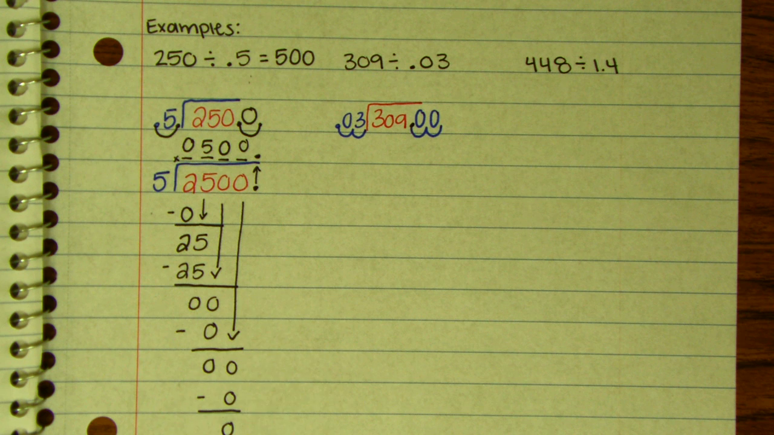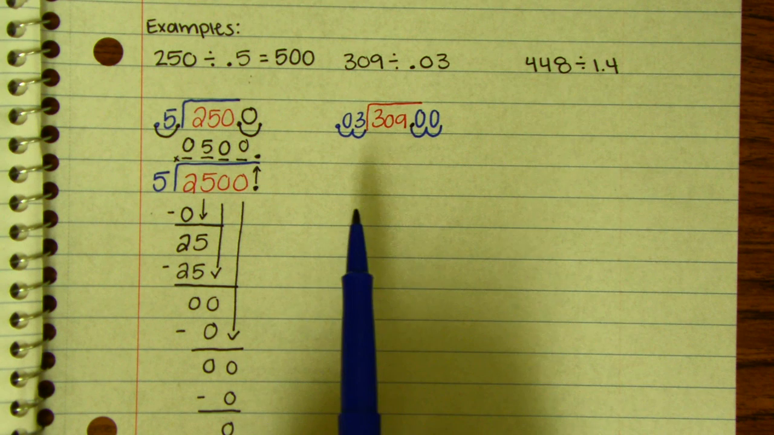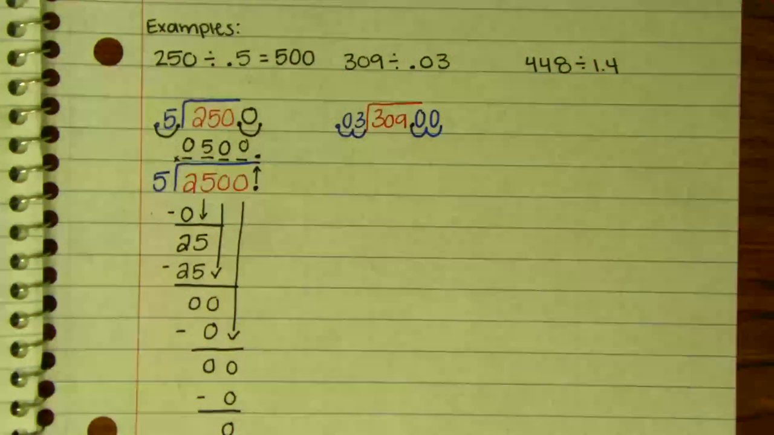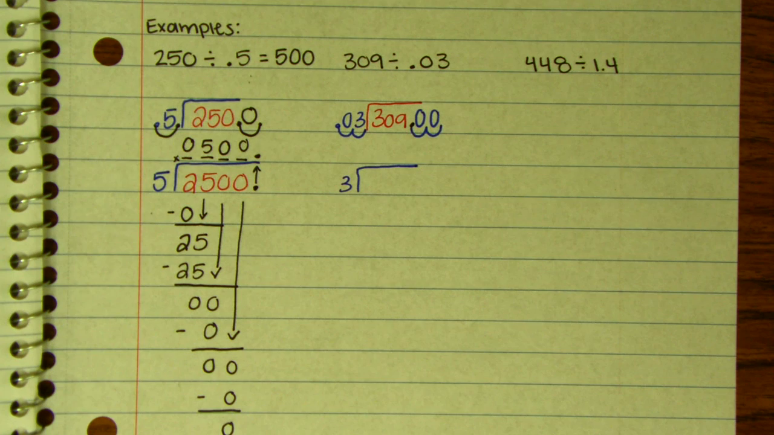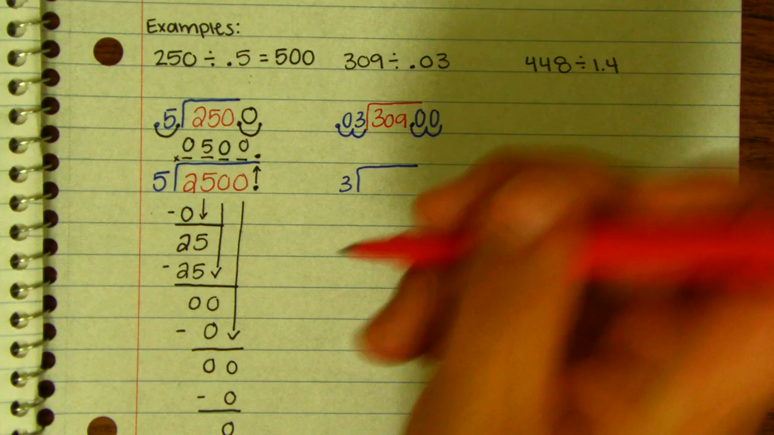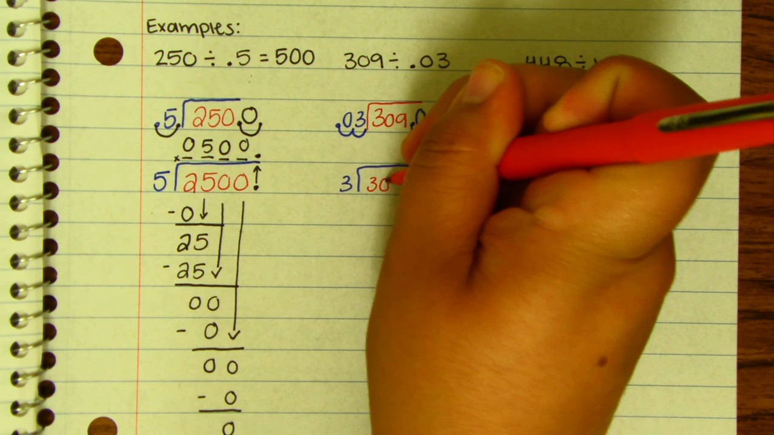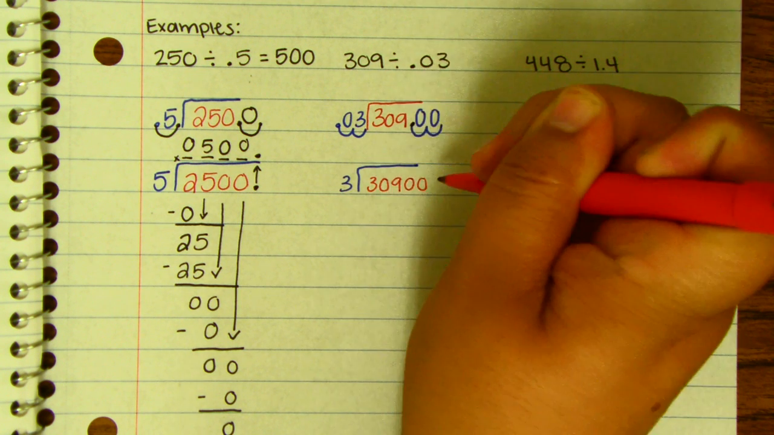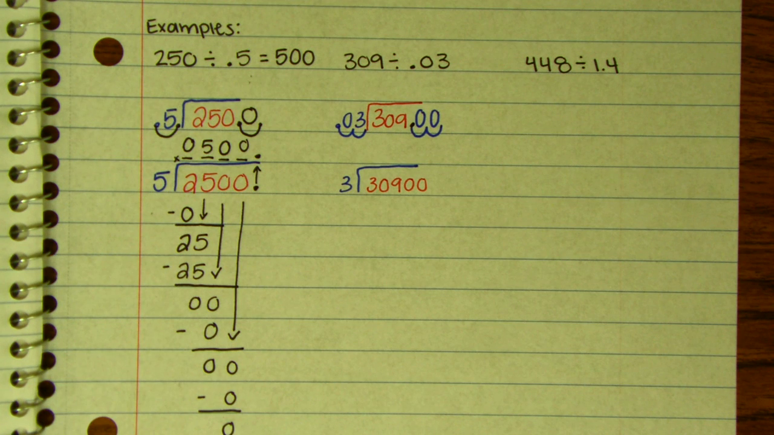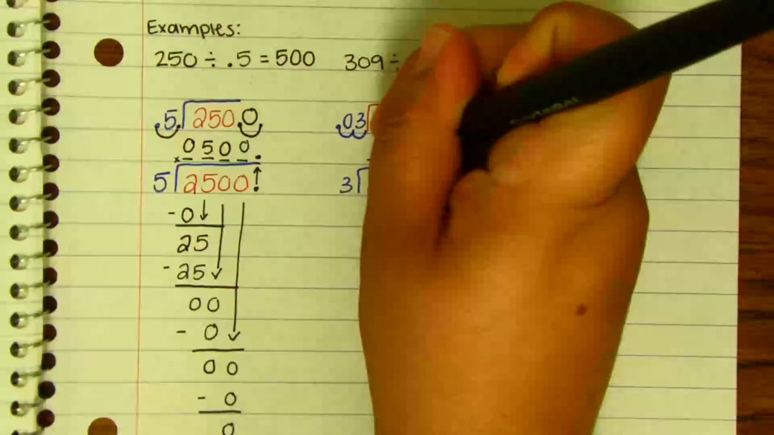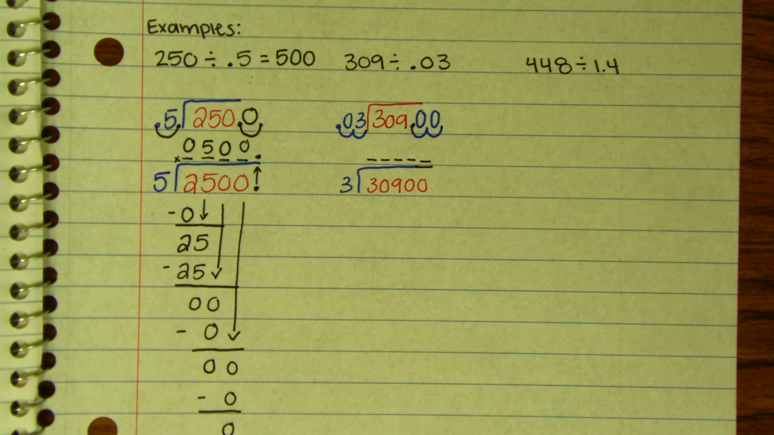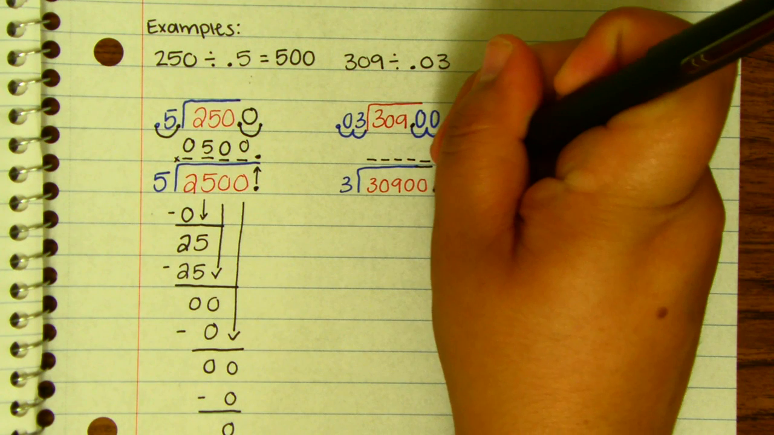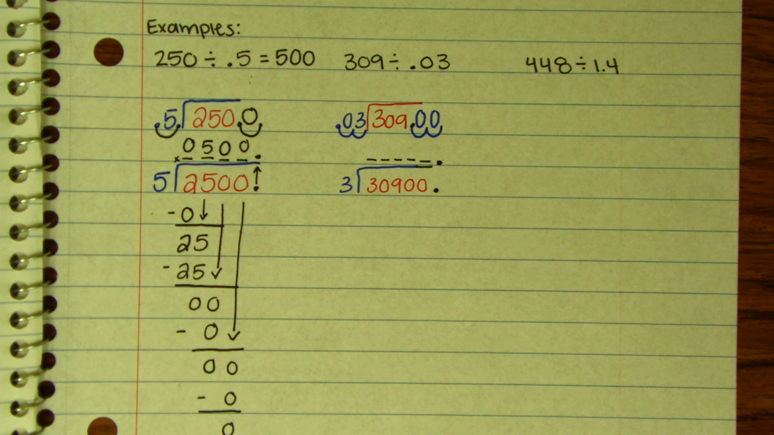So now instead of doing 309 divided by 300ths, I am going to be doing my new divisor is 3 and my new dividend is 30,900. Now I can start to divide. So I'm going to write my lines above my dividend. I'm also going to include the decimal point just in case. I don't know if I'm going to need it yet, but just in case. And I'm going to start dividing.